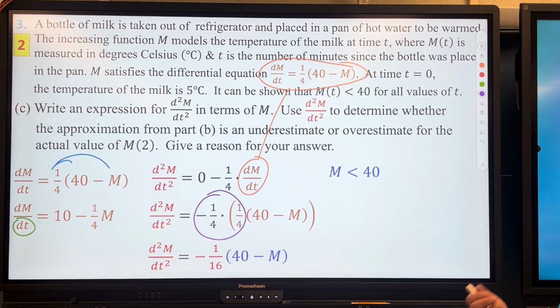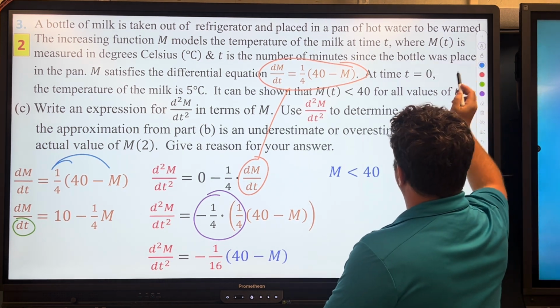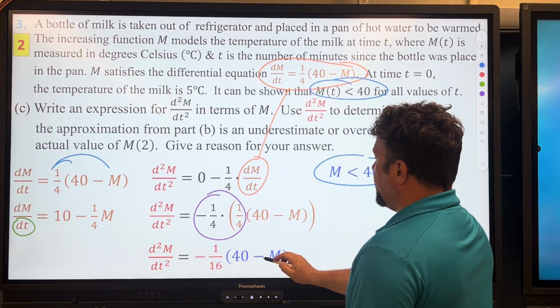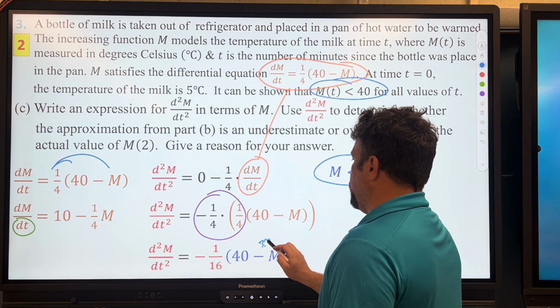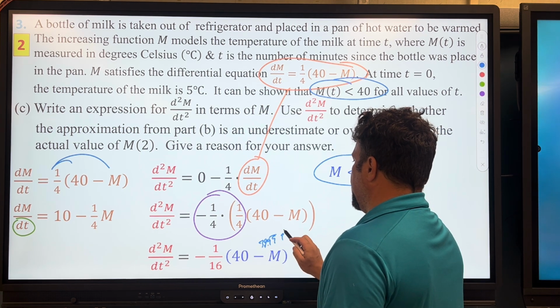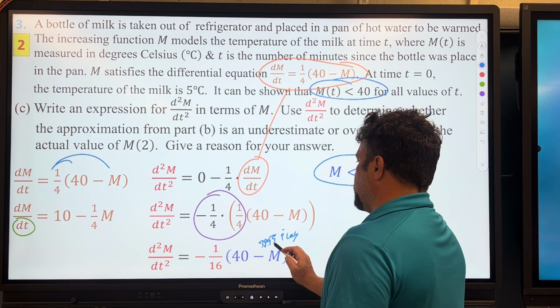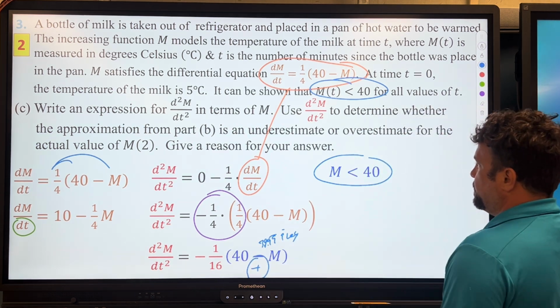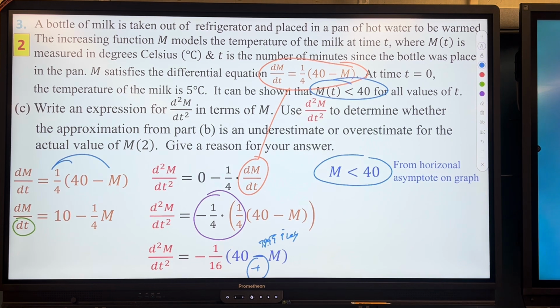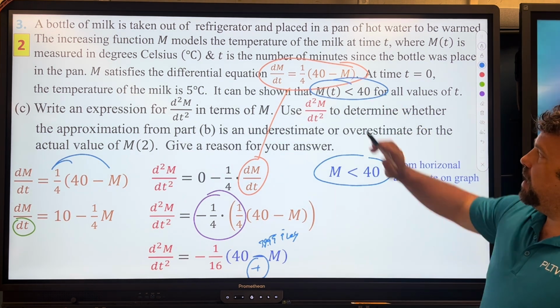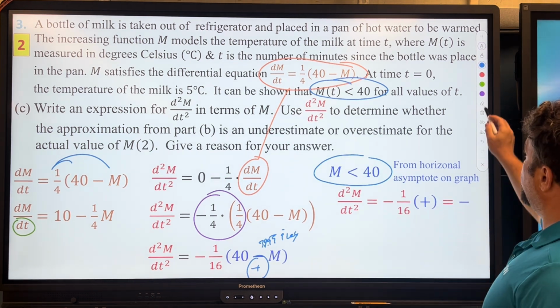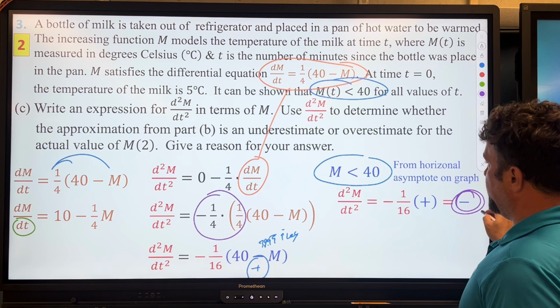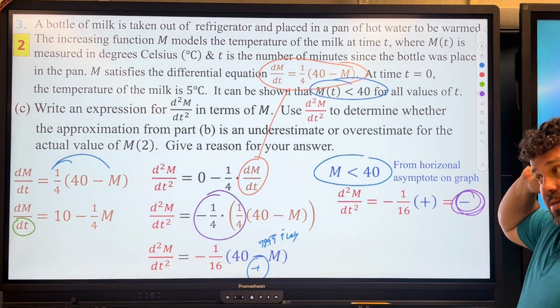But what I do know is m is going to be less than 40. How do I know m is going to be less than 40? Well, it says it. Because m is going to be less than 40, that means this is going to be like 39.999 and less. So 40 minus all this, that means this is always going to be a positive number. That's also from the horizontal asymptote on the graph we had. So this is going to be negative 1/16 times a positive number, meaning this number is always going to be negative. So the second derivative is always negative.